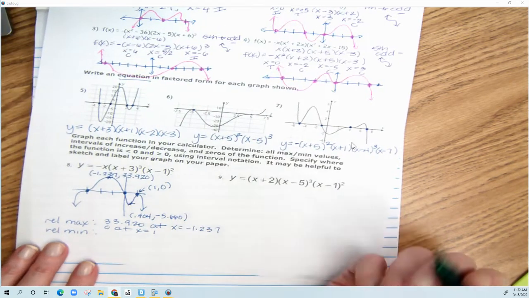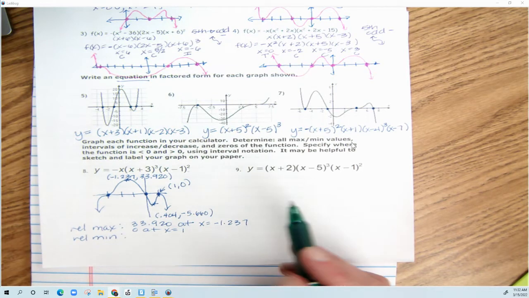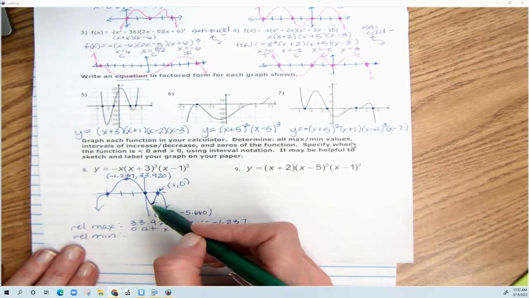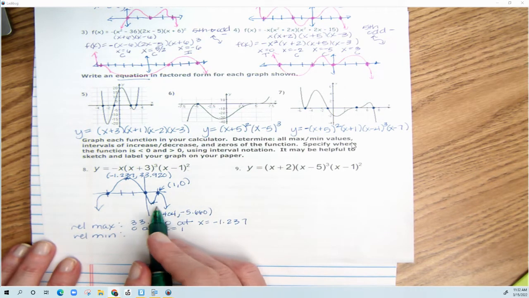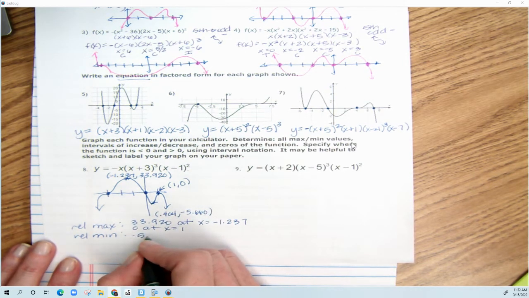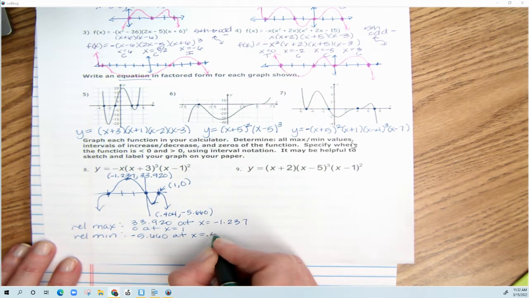A tangent is a turn. An inflection is not a turn, a cross is not a turn, but a tangent is both an x-intercept and a turn. So a turn here, and then the tangent is also a turn. Relative minimum is the one down here, so negative 5.660 at x equals 0.404.